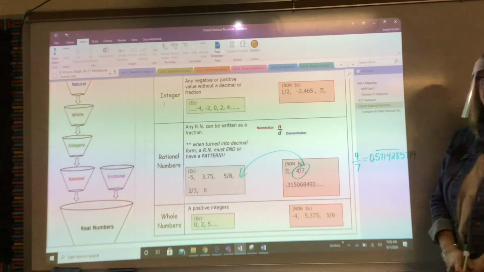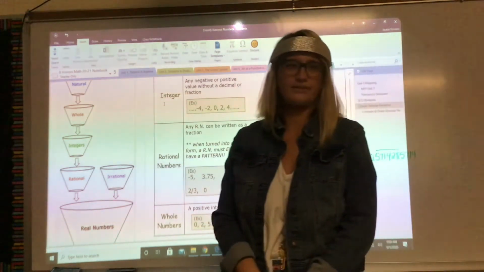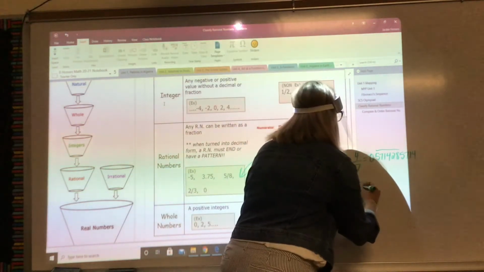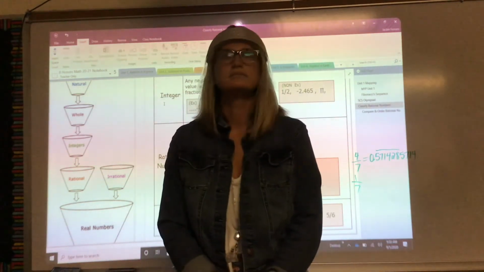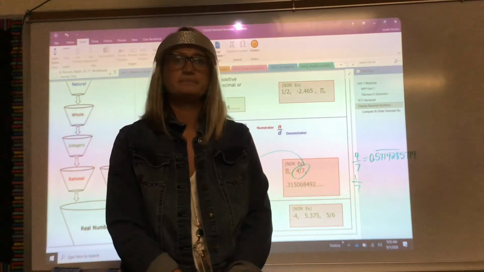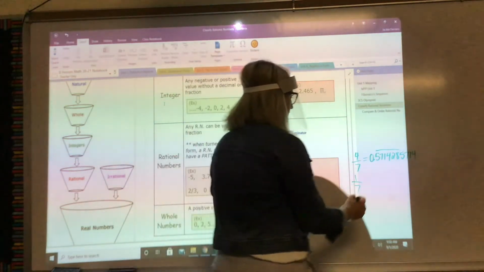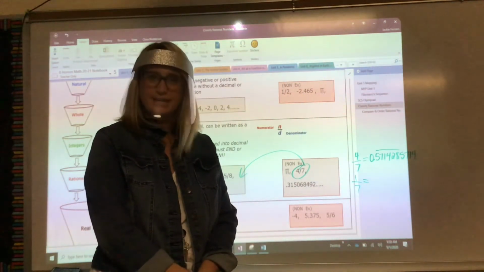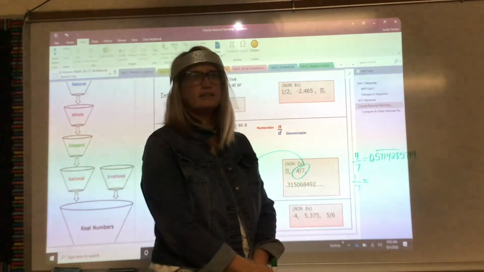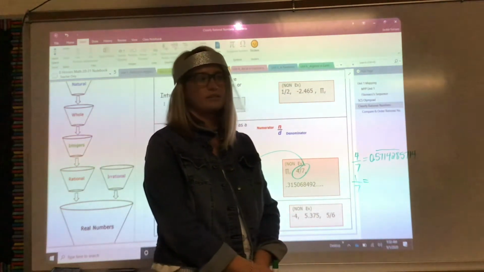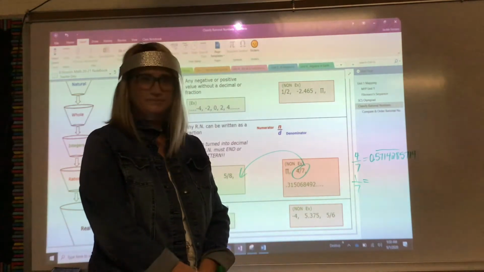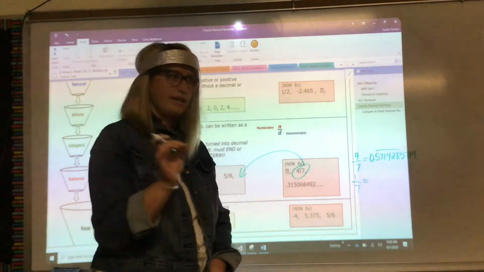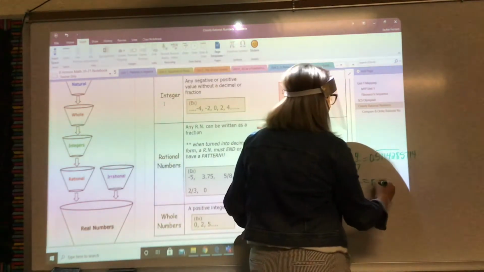Try 1/7. 1 divided by 7. I got 0.1428571. Does it repeat or terminate? It repeats. Look at it again. When it hits the 1 again, it's repeating. See how your calculator just rounded that back number up? You can look at it and tell, right? Okay, so this one repeats.